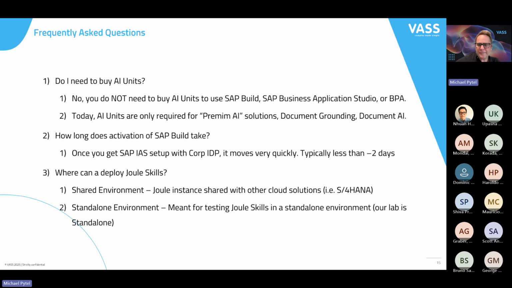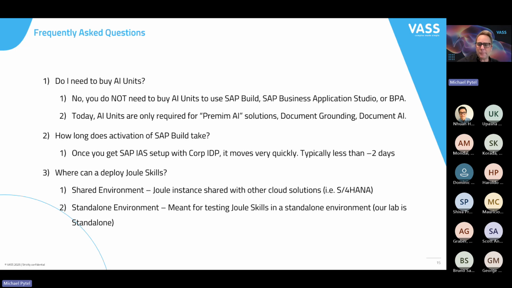Now, a common question I get: do I need to buy AI units? The answer is no, right? You just need to buy the SAP Build developer license in order to build Joule skills. AI units are only required for premium AI solutions, document grounding, or Document AI. We don't need those to build Joule skills today.